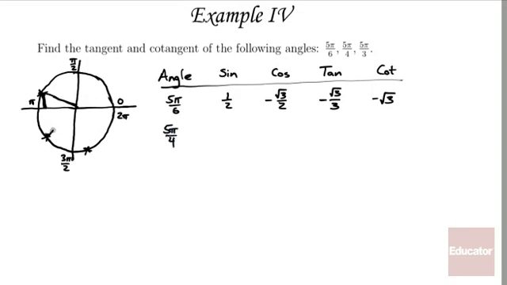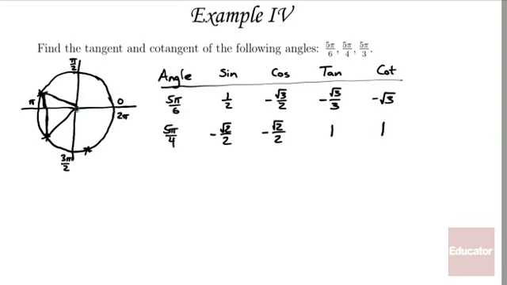Now 5 pi over 4, that's a 45-degree angle south of the x-axis. So the sine and the cosine, because it's 45 degrees, they're both root 2 over 2. But we've got to figure out whether they're positive or negative. And since it's in the third quadrant there, they're both negative. But that means when you divide them together to get the tangent, you get positive 1. And when you take the cotangent, you also get positive 1.